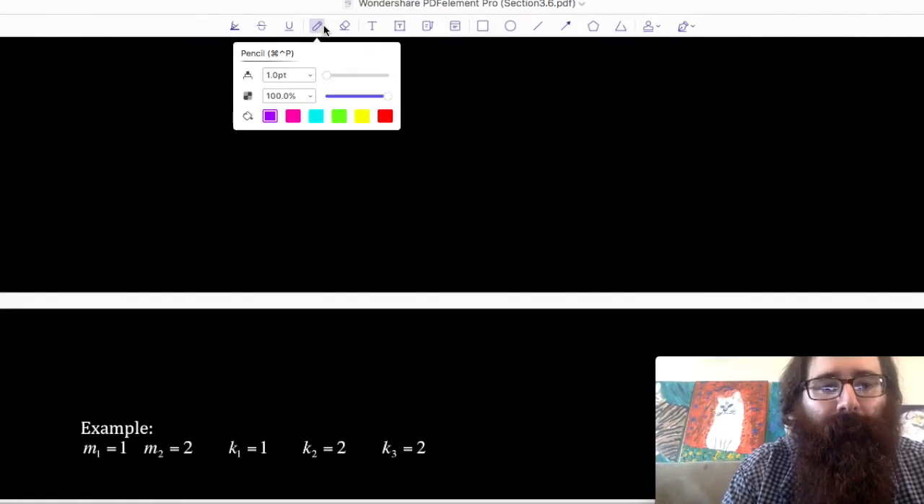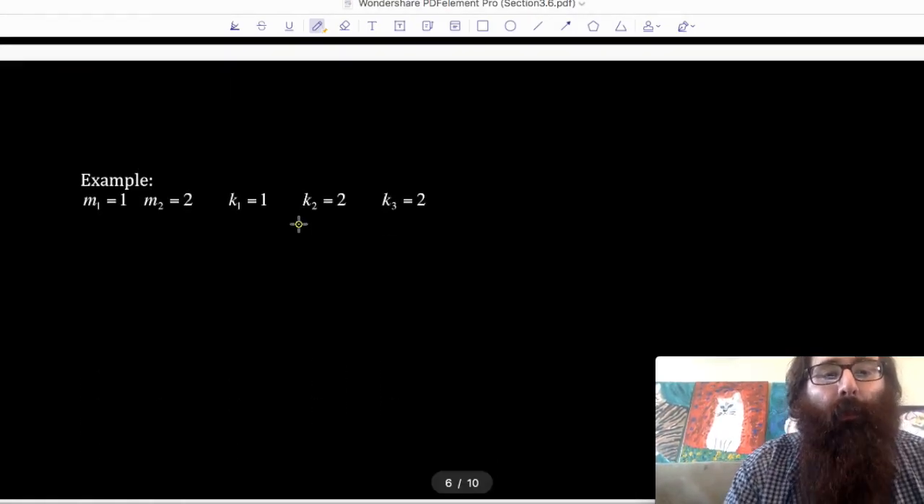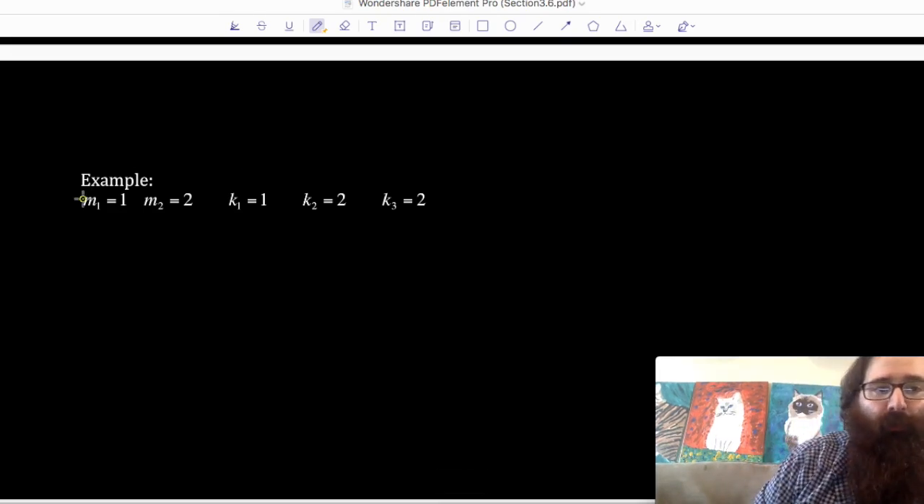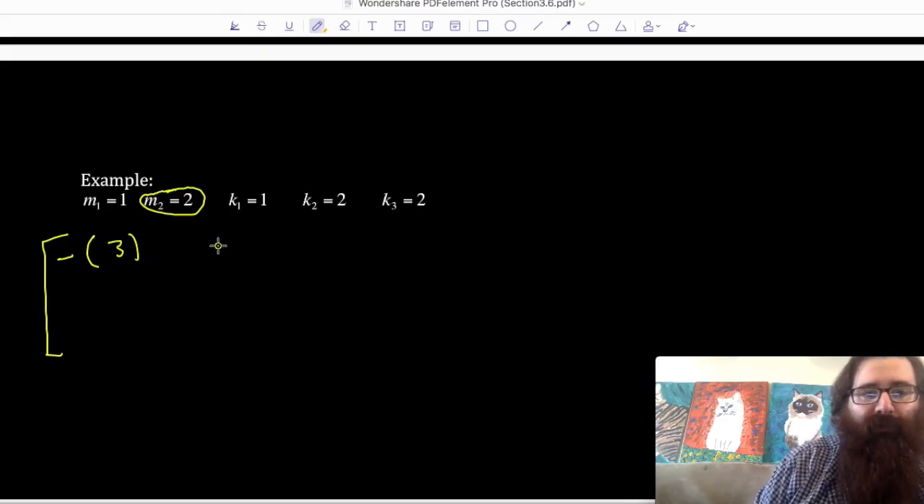Let's take a look at another example. Now I want to be careful with this one because I'm noticing right away that mass 1 is 1, but mass 2 is 2. So when I go to build that stiffness matrix, I'm going to have to be careful. So I'd start by saying, okay, here I want negative parentheses K1 plus K2. 1 plus 2 gives me 3. And then K2 by itself is 2. And then for the second row, it's going to be K2 again, which is 2.